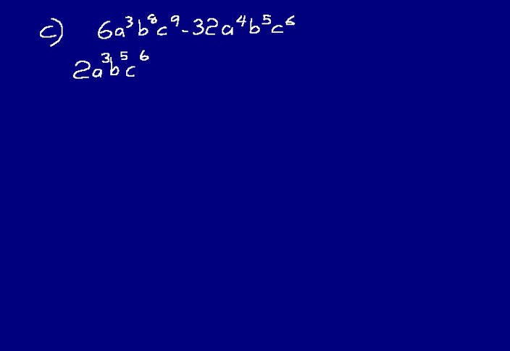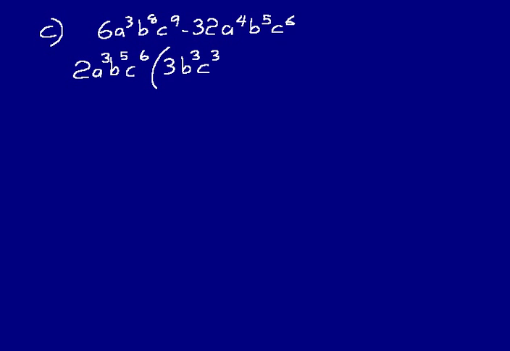So we have our greatest common factor now. We go ahead and put parentheses up here, and we think to ourselves, what would we multiply that greatest common factor by to get back to that first term, the 6a cubed, b to the 8, c to the 9? Well, we would need a 3 for a coefficient, because 2 times 3 is 6. We wouldn't need anything for the a term because it's just a cubed like it is in the greatest common factor. We would need a b to the 3rd, because b to the 5th times b to the 3rd would get us back to b to the 8th. And we need a c to the 3rd, because c to the 6th times c to the 3rd would get us back to that c to the 9th.